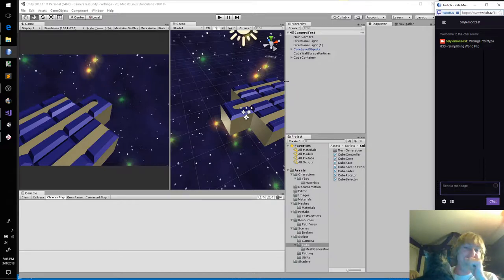We are going to be simplifying the world flip today. Previously, I talked about the idea of spinning it 180 degrees and rotating 180 degrees, but first of all, I think that's going to be disorienting. And I was thinking about it on the bus, and we really don't need that extra flip. We can just do a 180-degree rotate around.